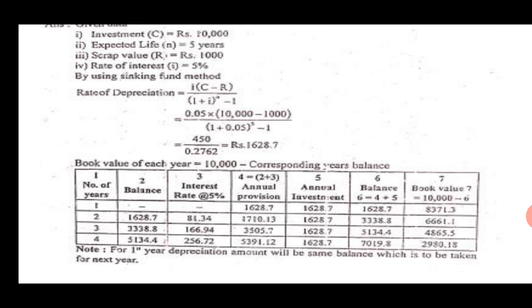And for the final year, again this 5134 rupees will become the balance, and for that 5%, that is into 0.05, you will get 256 rupees. So the annual provision is 5134 plus 256, that is 5391 rupees. Then again the depreciation you have kept as 1628 rupees. So adding annual provision plus annual investment, you get 7,019 rupees. And deducting this 7,019 rupees from 10,000 rupees, you will get the book value as 2,980 rupees.